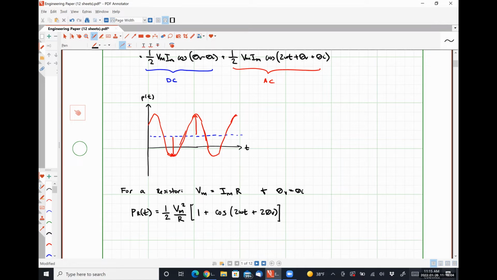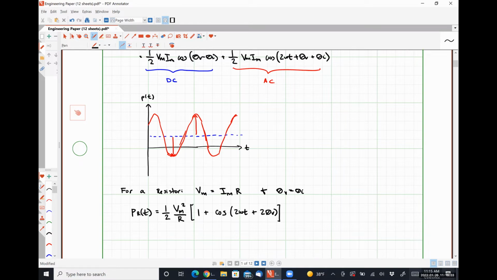And then on this side, theta V plus theta V is simply twice theta V. So we can now determine the instantaneous power and the average power absorbed by a resistor, only knowing the voltage drop across the resistor, right? Where the average power is actually just this 1/2 VM squared over R term. So this is the DC part and then the DC part gets multiplied by an AC part.